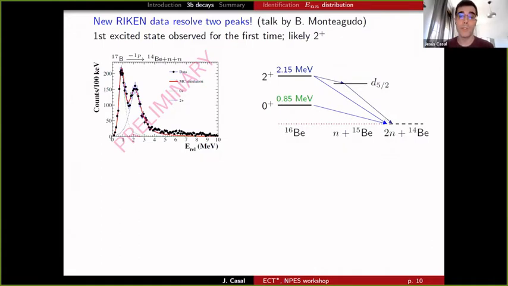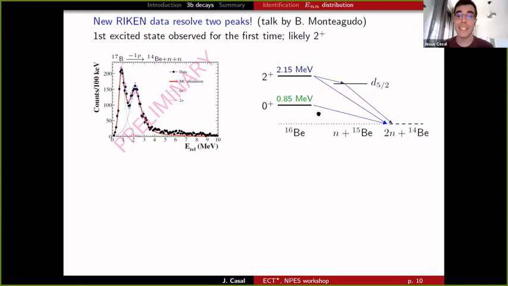So we know from the data that Belén presented before that beryllium-16 is consistent with these 2 states. So we have the ground state and the excited state. I don't know if the energies are correct. Maybe these are not the last ones, but they are close to this. Yeah, more or less. Yeah, okay.